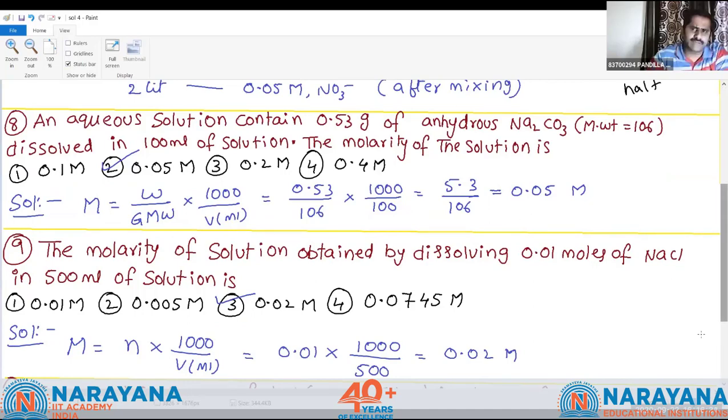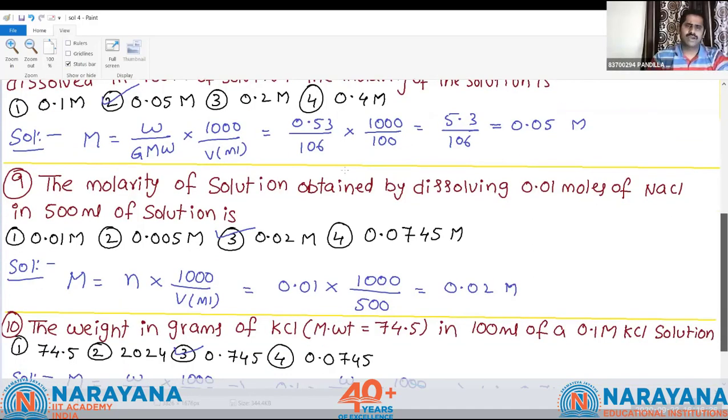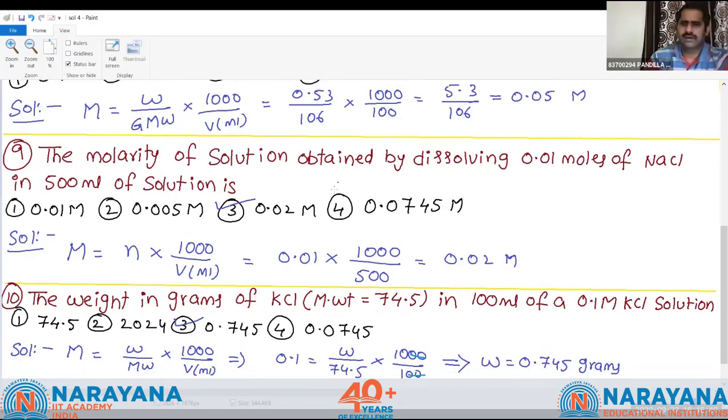Next question, 9th question, please friends observe. The molarity of solution obtained by dissolving 0.01 mole of NaCl in 500 ml of solution is? Molarity is equal to n into 1000 by volume in ml, equal to 0.01 into 1000 by 500. We got 0.02 molarity. So the third option is correct.